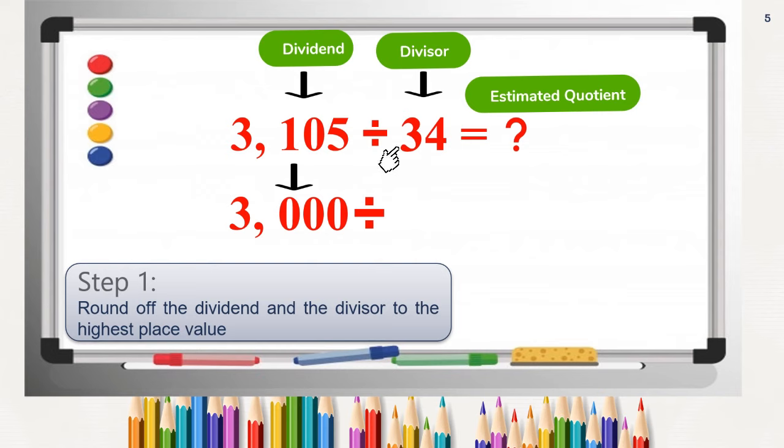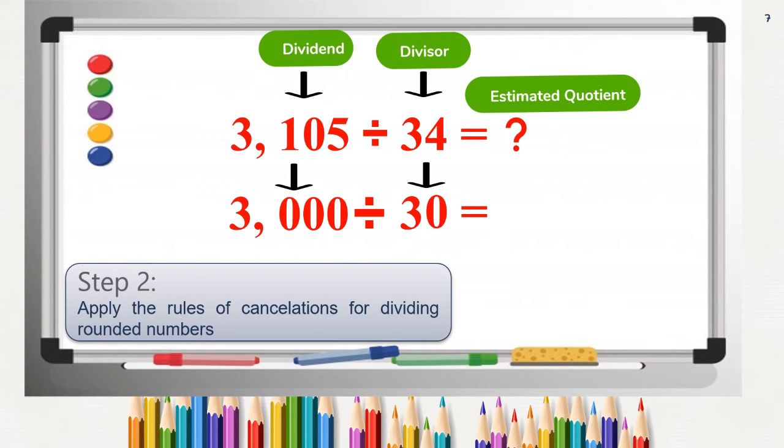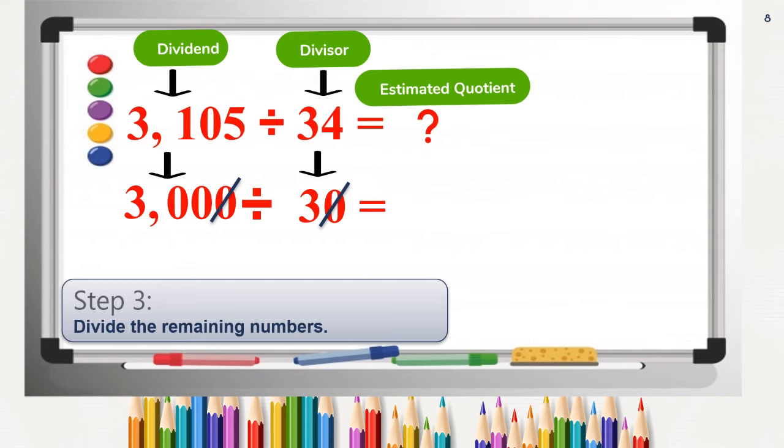Let's round off 34. 3 is the digit in the highest place value, and the digit to its right is 4. Since the digit to its right is less than 5, or 0 to 4, the digit 3 will remain the same. So 34 rounded off to the highest place value is 30. Step 2. Apply the rules of cancellation for dividing rounded numbers. The divisor 30 has 1 zero, so we will cancel 1 zero in the divisor and the dividend.